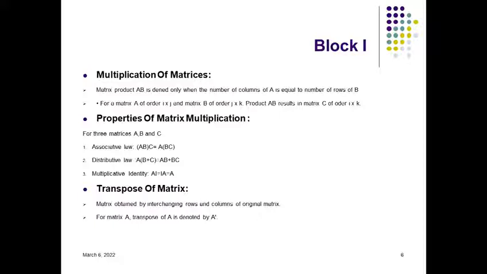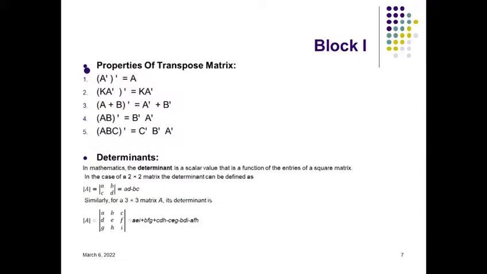Properties of matrix multiplication for 3 matrices A, B, and C. Number 1, associative law. Number 2, distributive law. Number 3, multiplicative identity. Transpose of a matrix: the matrix obtained by interchanging rows and columns of the original matrix. For matrix A, the transpose of A is denoted by A transpose. Properties of transpose matrix.